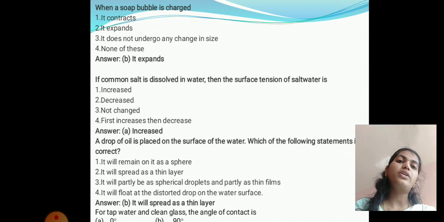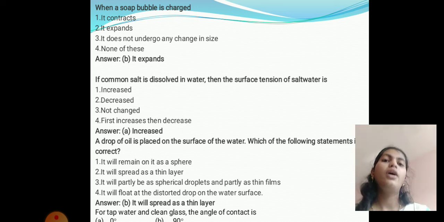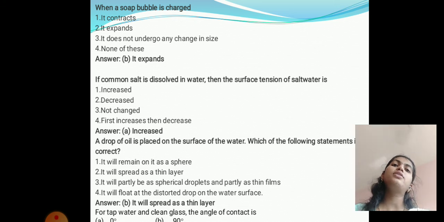If common salt is dissolved in water, then the surface tension of the water is? When common salt is dissolved in water, the surface concentrates, and because of this the surface tension is increased. The options are increased, decreased, not changed, or first increase and then decrease. Any substance dissolved into water or a liquid increases its surface tension.